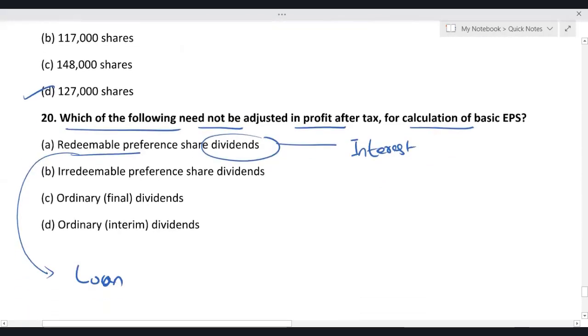So point number 2 needs adjustment. Basically, ordinary final dividend, ordinary interim, ordinary dividend has no link with EPS. So logically, the answer is A. Why A is the answer? Because it is already adjusted. So something which is already adjusted, there's no need for further adjustment.